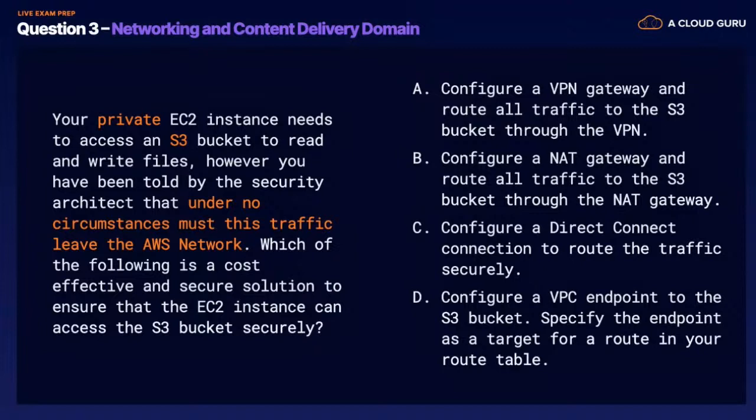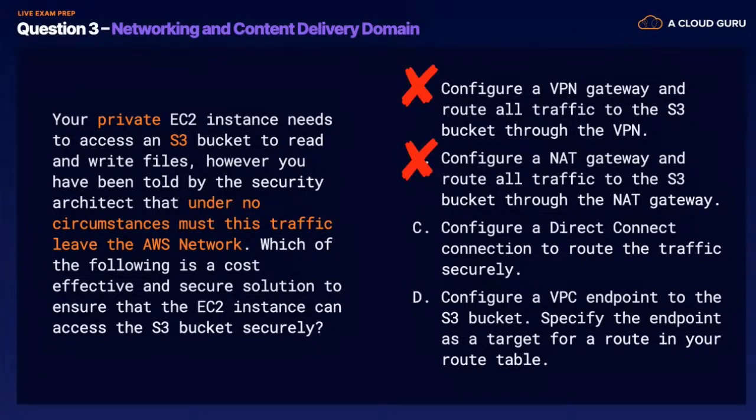Okay, well, beginning with answer A, configure a VPN gateway and then route your traffic through the VPN. Well, a VPN, as you know, provides a secure connection between your on-premises systems and your VPC. So it can't be used to provide a private connection between EC2 and S3. So for that reason, I would say that one is incorrect. Then answer B, use a NAT gateway and route all the traffic through the NAT gateway. Well, a NAT gateway, as you know, is going to send traffic over the internet. So that is definitely a no-no for this scenario.